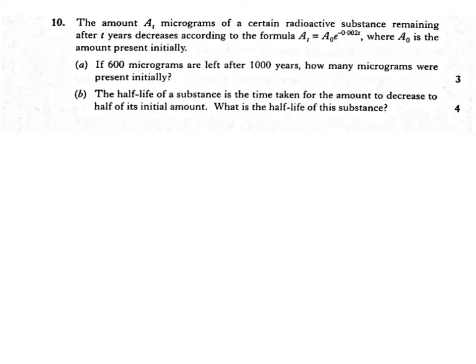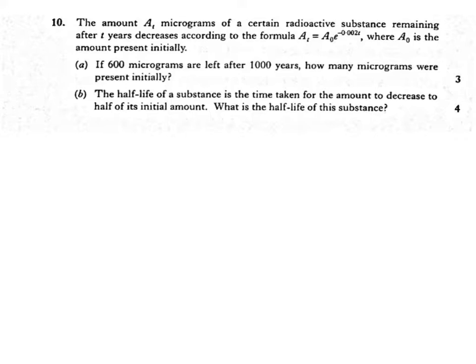Section 5, question 13. The amount A micrograms of a certain radioactive substance remaining after 2 years decreases according to the formula, A(t) equals A naught e to the minus 0.02t, where A naught is an amount initially present. Part A says, if 600 micrograms are left after 1000 years, how many micrograms were present initially?